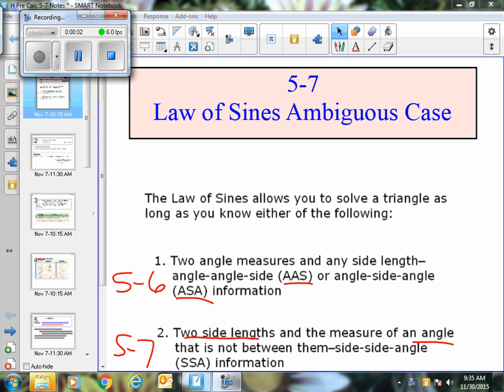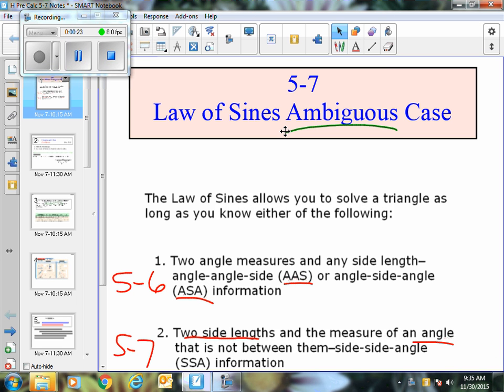Alrighty, everybody. So we're going to keep going with this law of signs, but now we're going to talk about a little bit different scenario when we look through these. So for 5-7, it's something called law of signs, the ambiguous case. I'd like you to look up, Google the word ambiguous for yourself here really quick. So pause the video if you need to. Go ahead and Google the word ambiguous, see what it says, then we'll check back in.